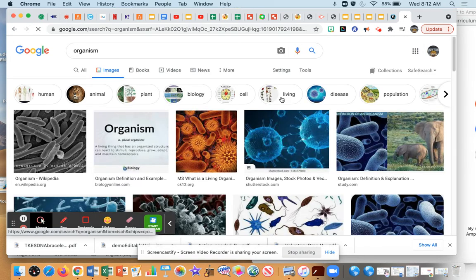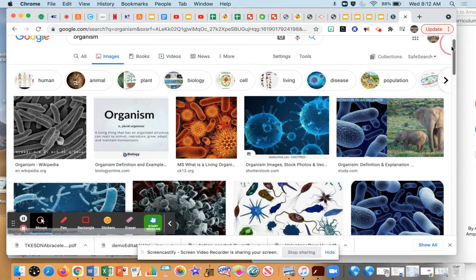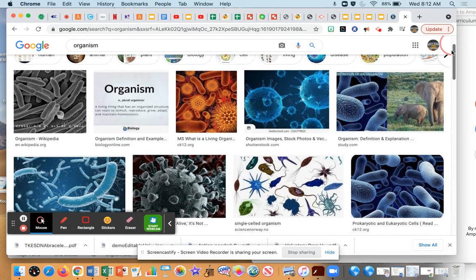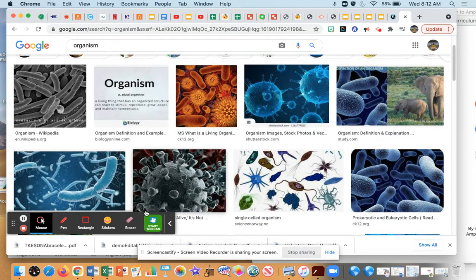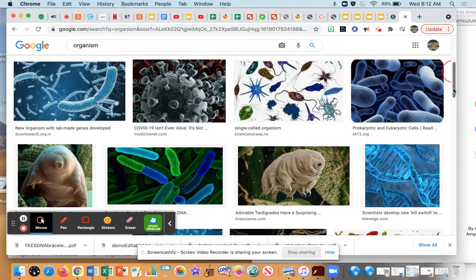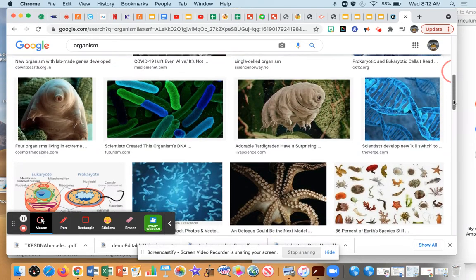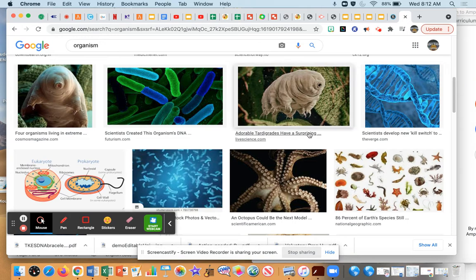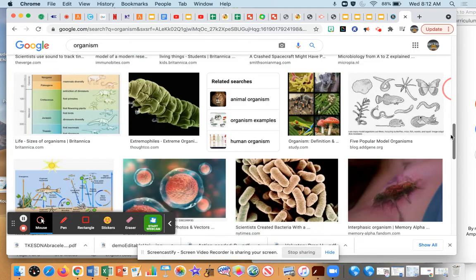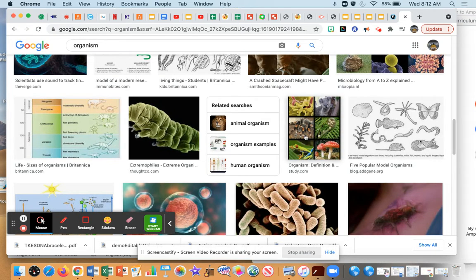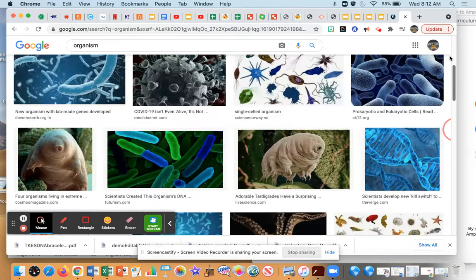If you click on images, we see elephants. We see some organisms that live in our body, like bacteria and cells, and these water bears, DNA, mushrooms, spiders, koala bears, frogs, fish, butterflies. All of these represent organisms.